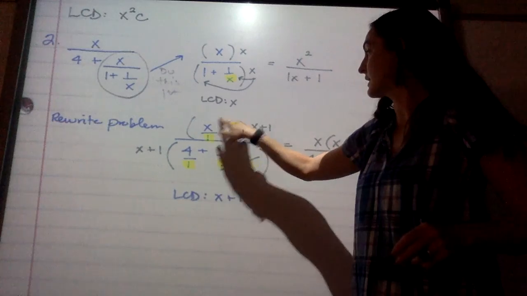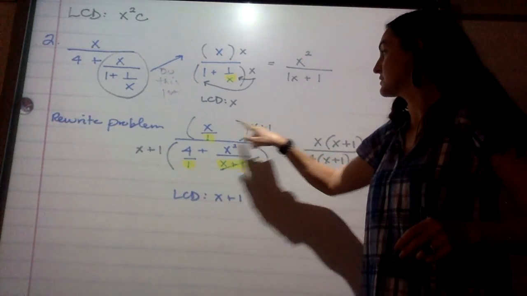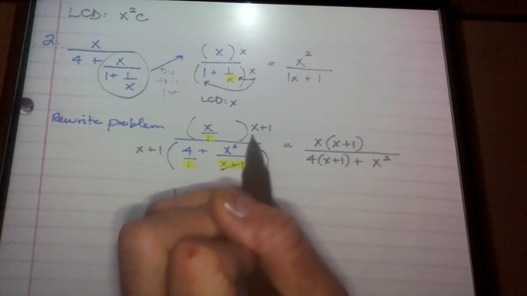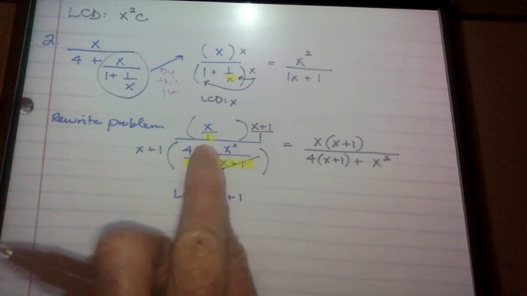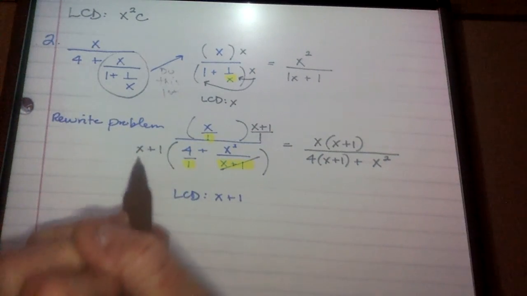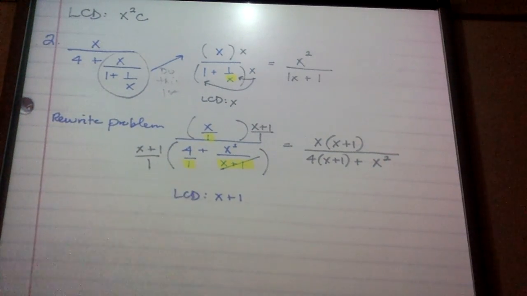It doesn't cancel here because this is over 1, so nothing cancels. You can't cross out the plus 1, okay? X plus 1 is very different than dividing by 1, so nothing cancels here. Nothing cancels here. X plus 1 over 1, they have to be identical to cancel.